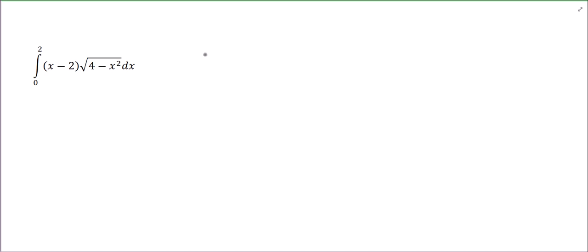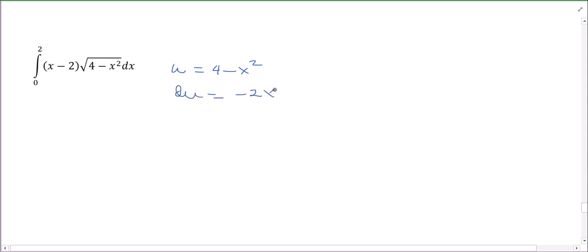Kind of, right? When I see this, I can let u equal 4 minus x squared. We've talked about how oftentimes u is the inside of things, inside of parentheses, inside of radicals. So if I let u equal 4 minus x squared, du is then minus 2x dx. And this is just the wrong thing, right? Because I have minus 2 times x, and this is x minus 2. So this isn't quite right.